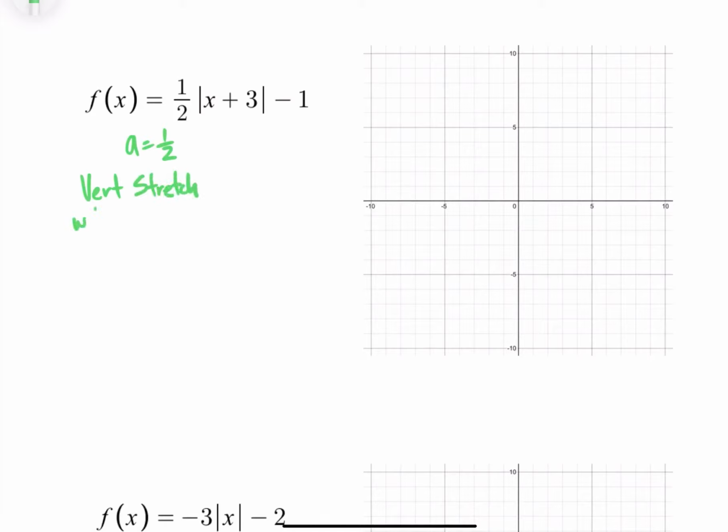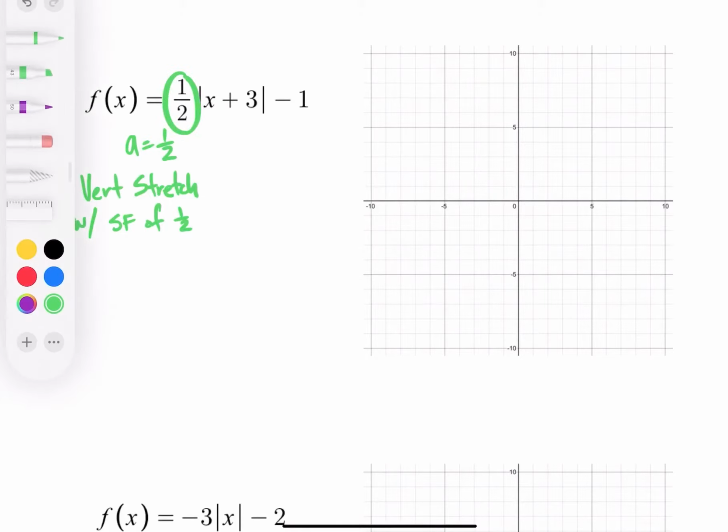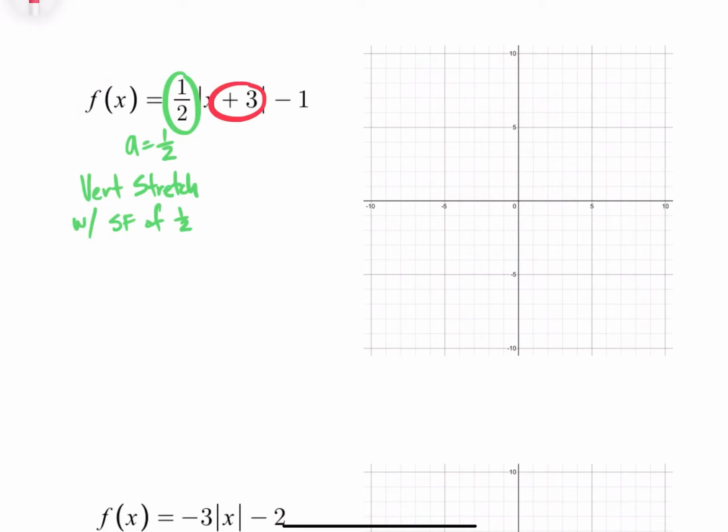But the scale factor, so with a scale factor of 1/2, it's going to be half its height. So that's going to be our A value. That's this 1/2. All right, the 3. So that's plus 3 is our H value.